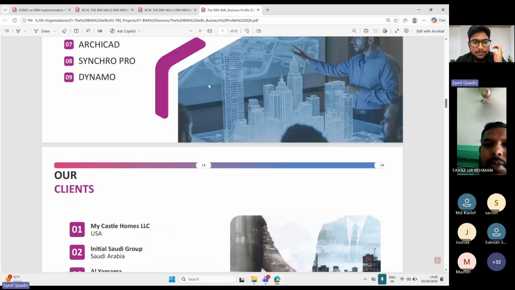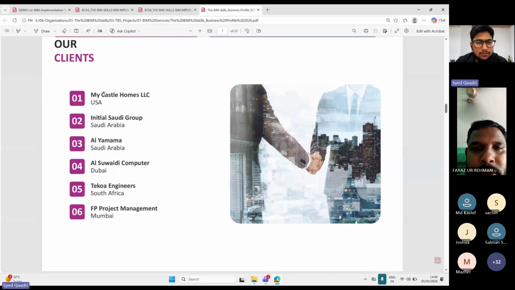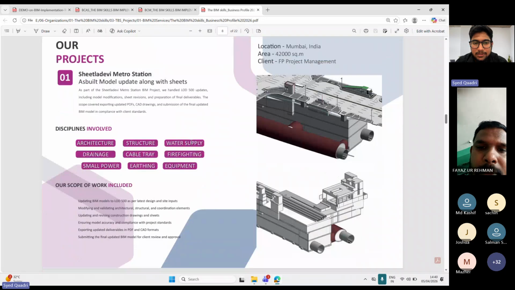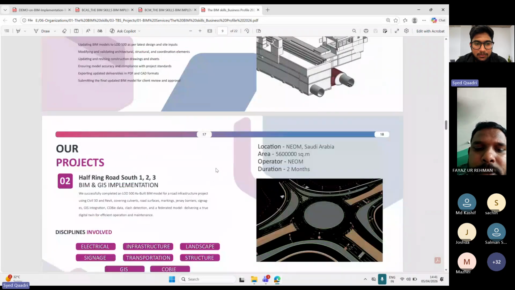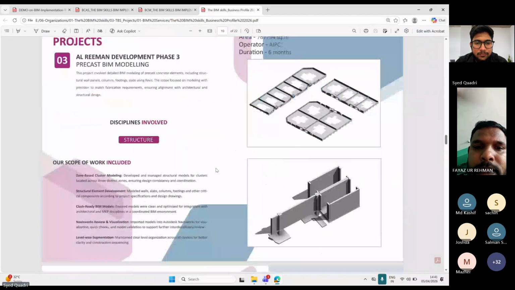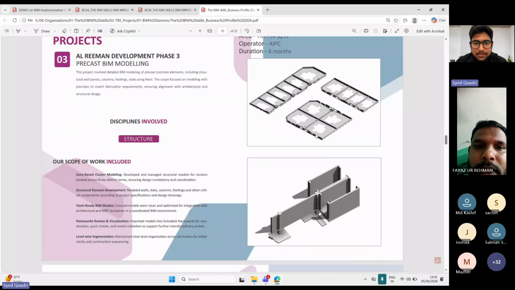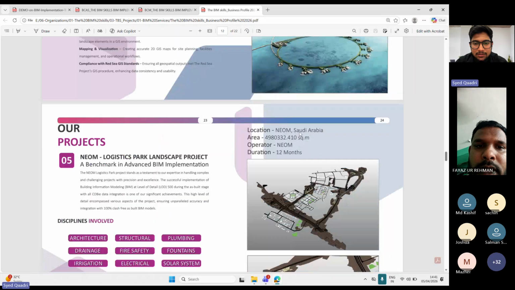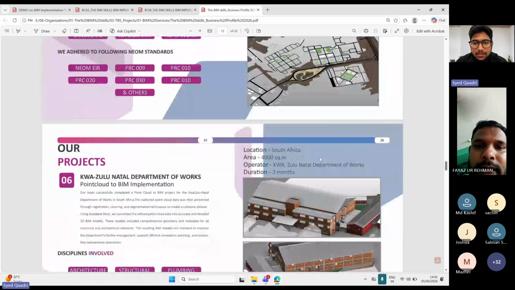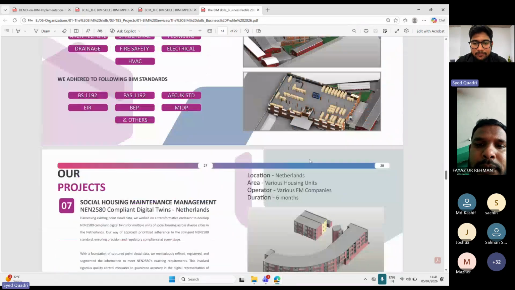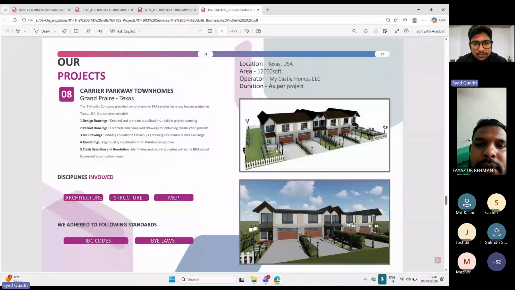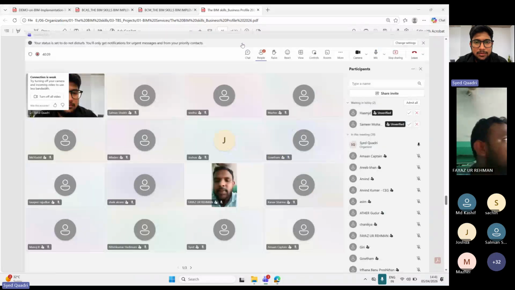So we are expert in these software, and we work for the following clients. Our projects include Mumbai Metro Line, Neon, which we worked on for precast, and one BIM to GIS project from Saudi Arabia. Again, one more Neon project. This project is from South Africa, Netherlands.